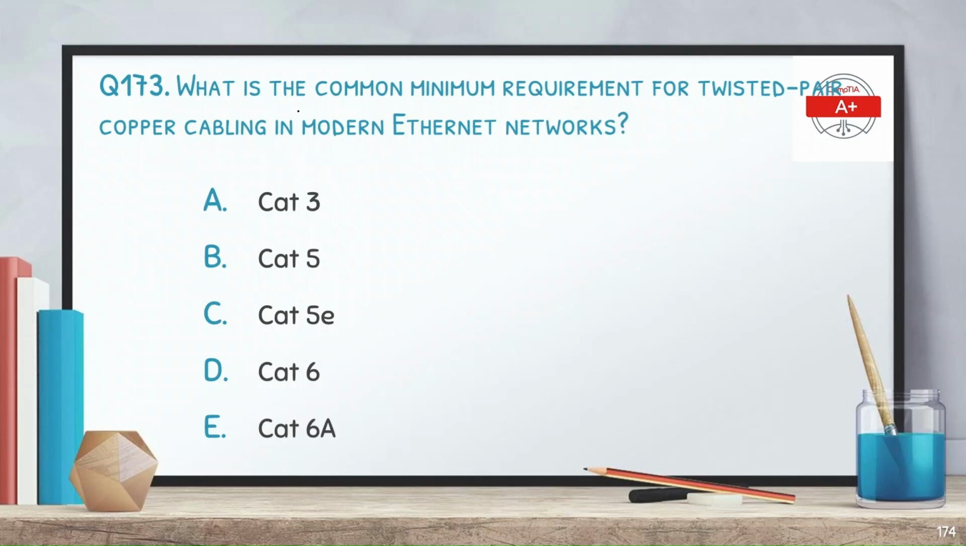Question number 173 is that what is the common minimum requirement for twisted pair copper cabling in modern Ethernet networks? And the options are A, Cat 3, B, Cat 5, C, Cat 5E, D, Cat 6, and E, Cat 6A. And the correct option is the Cat 5E. This is the minimum requirement in our modern day Ethernet networks.